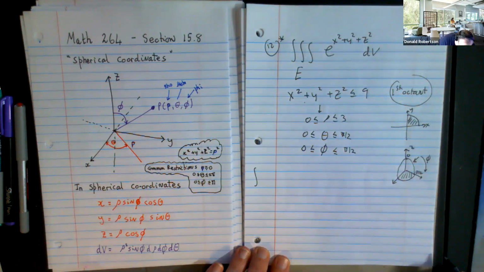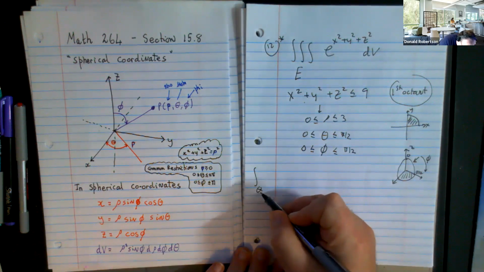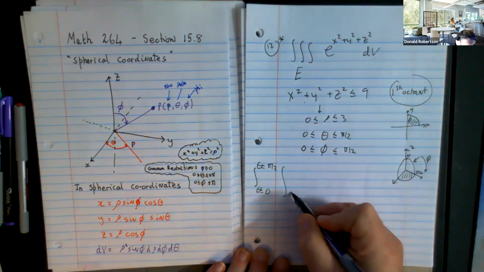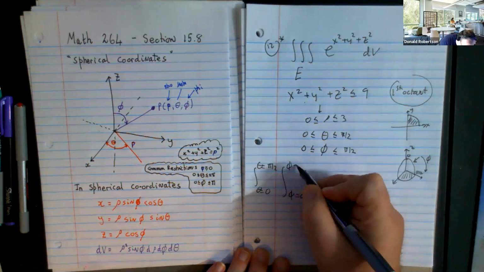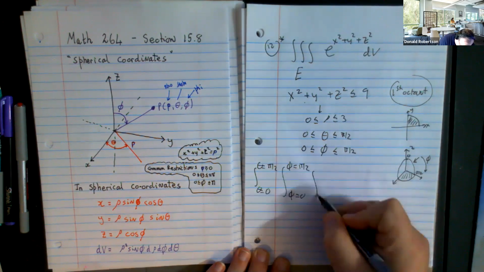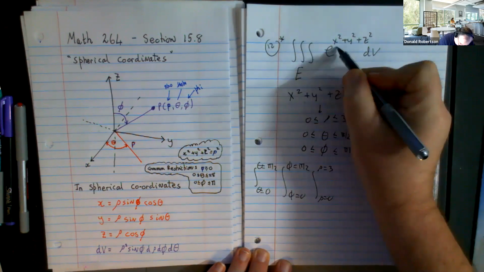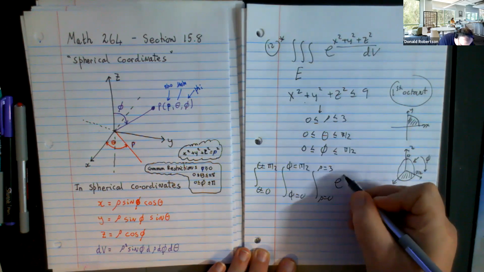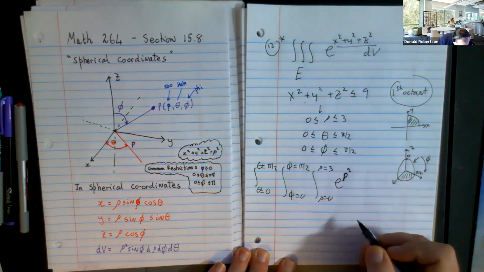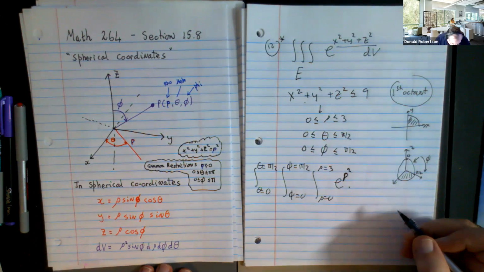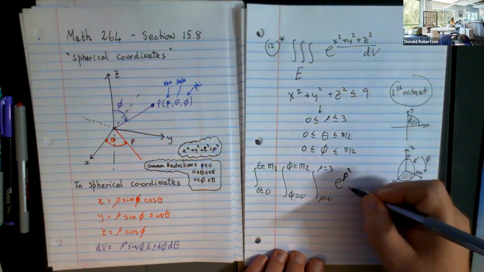Right, so this one is going to go 0 to pi upon 2. And this one is going to go 0 to pi upon 2. And this one is going to go 0 to 3. And this one is going to be e to the rho squared. And then you're going to go, ooh, that's not good.